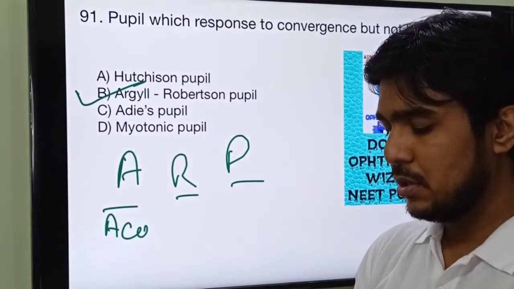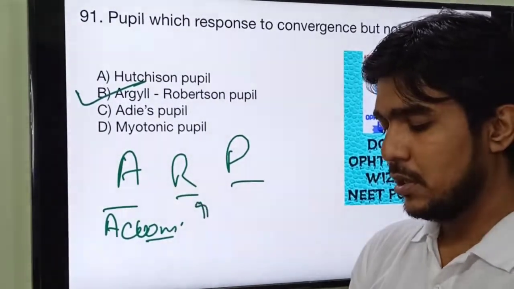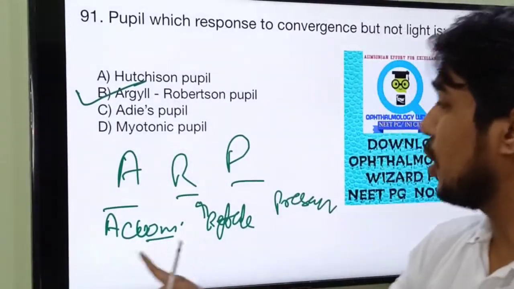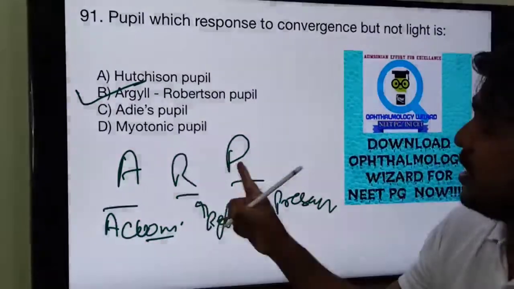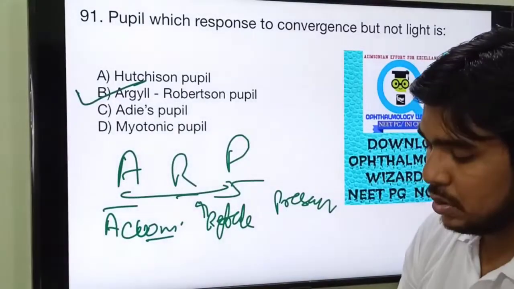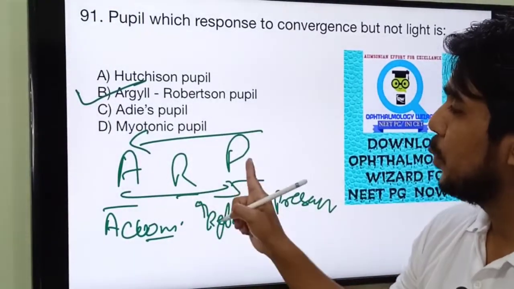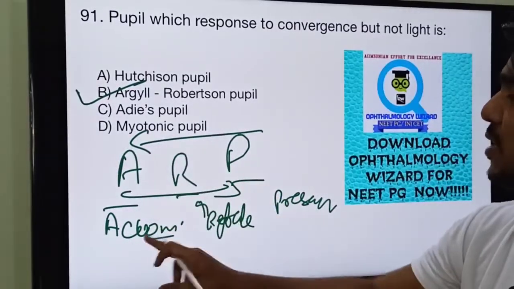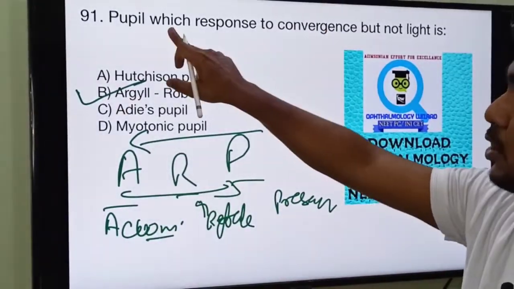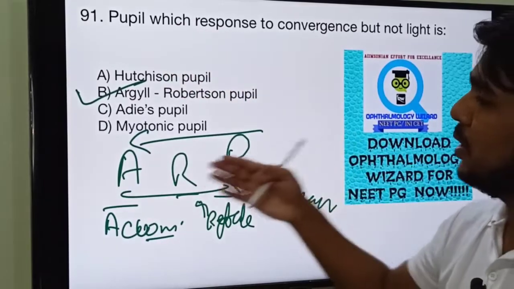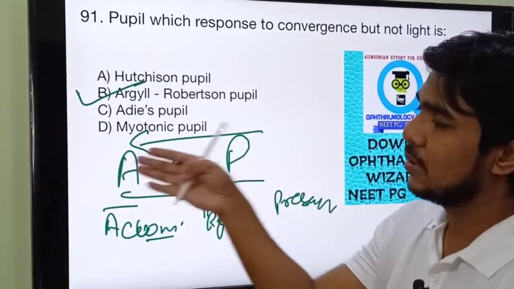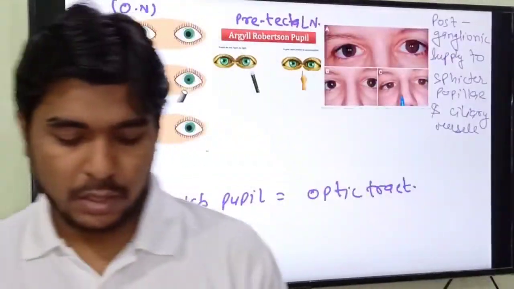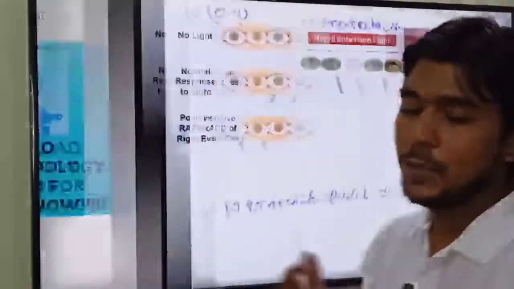Accommodation reflex present, accommodation reflex present. And now reverse this: here, pupil reflex absent, accommodation reflex present, meaning near reflex present, meaning the pupil responds to light in convergence, and pupil reflex absent means the pupil does not respond to the light. Okay. Now there are different types of pupil you need to know.